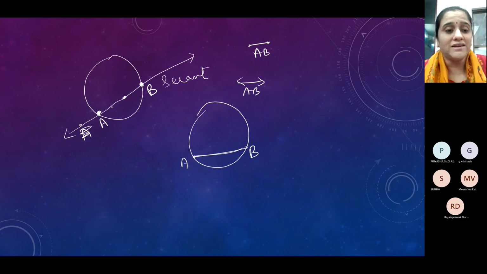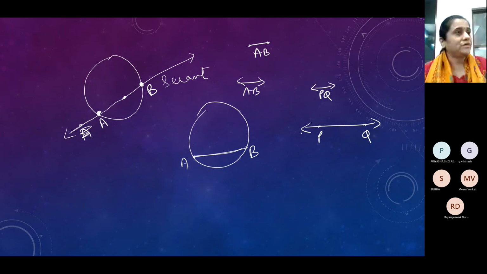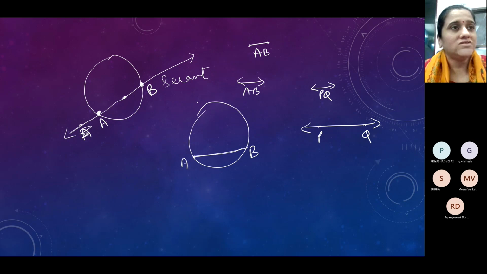But when you talk about the line AB, that's how we name lines. How do you name lines? You draw a line and then you mark two points on it and you say line PQ. This is how we say line PQ. Line PQ is a secant to the circle because it meets the circle at two distinct points, A and B, correct?